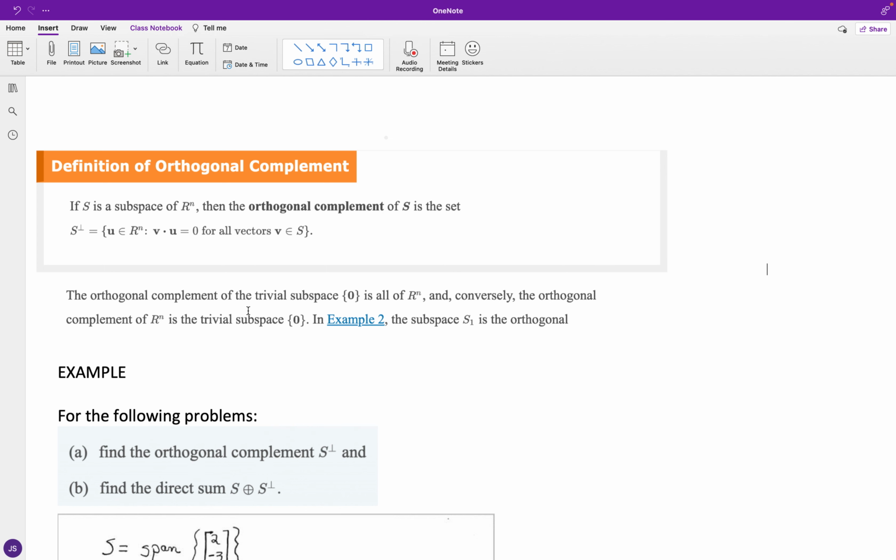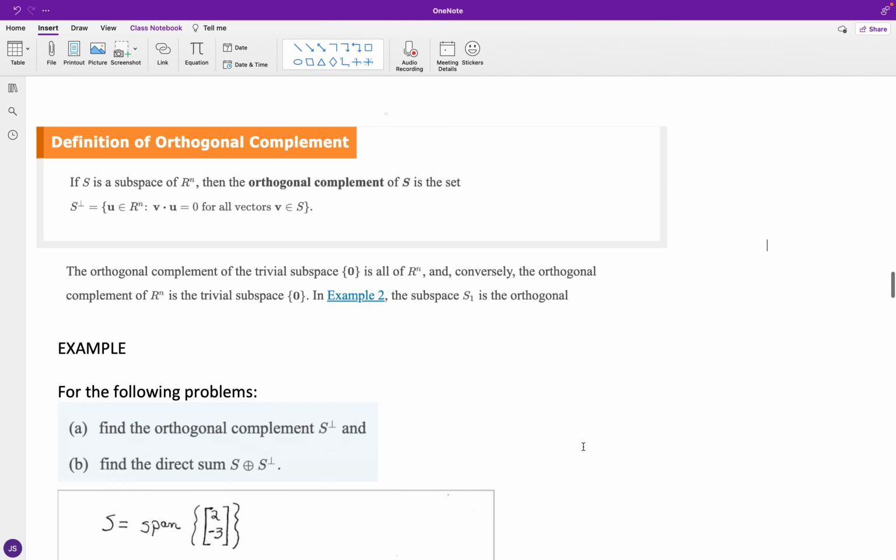The orthogonal complement of the trivial subspace 0 is going to be all of Rn, and conversely, the orthogonal complement of Rn is going to be the trivial subspace 0. Let's say that in looking for orthogonal complements, we are also finding what are referred to as direct sums between the subspaces and their orthogonal complements.